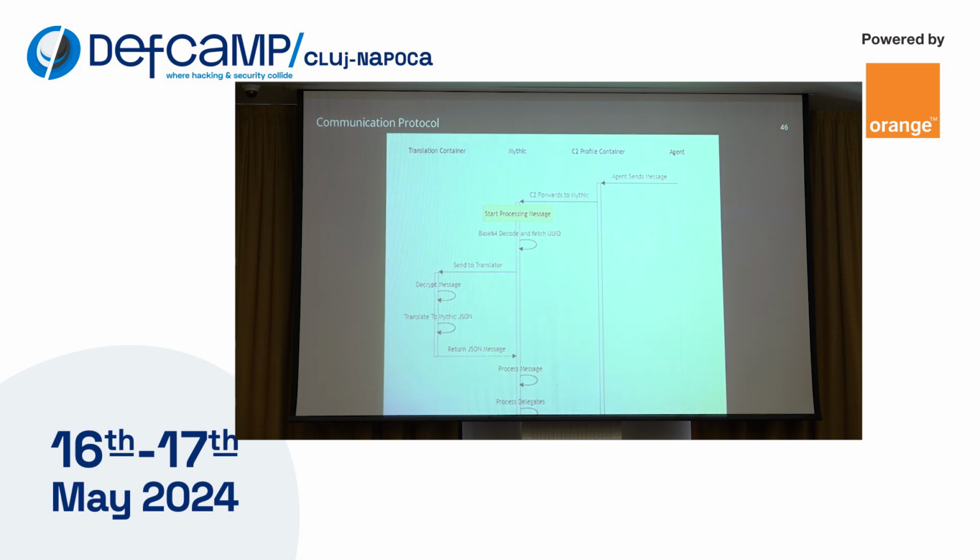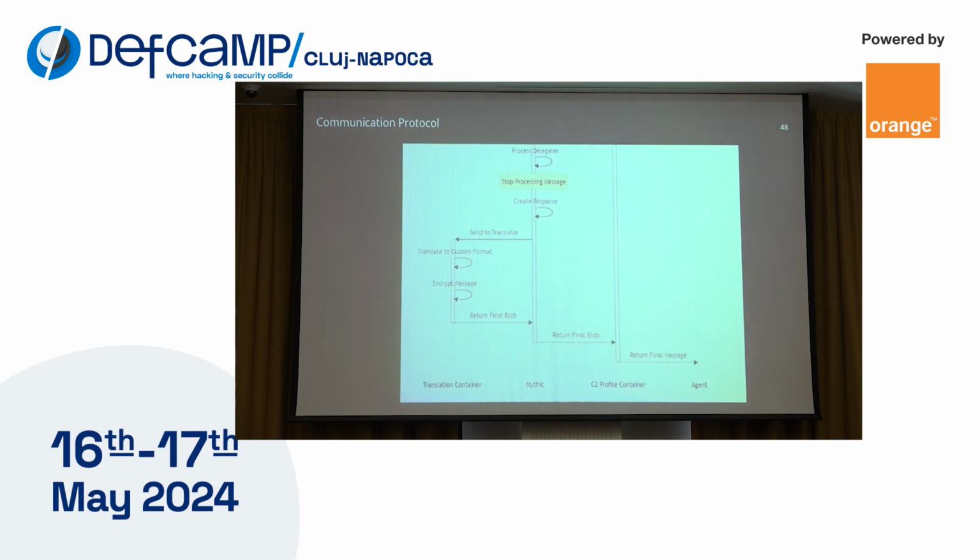Okay. So in this diagram, as an agent creator, you need to focus on these two things. This is how the agent communicates with Mythic, and this is how the container is responsible for decryption of the traffic. And the communication protocol is really simple because you send a request, you get a response, and that's it.